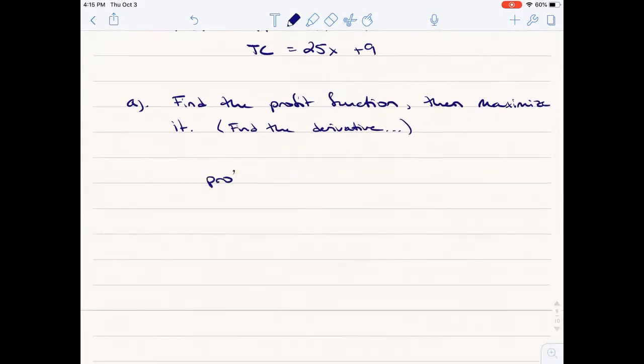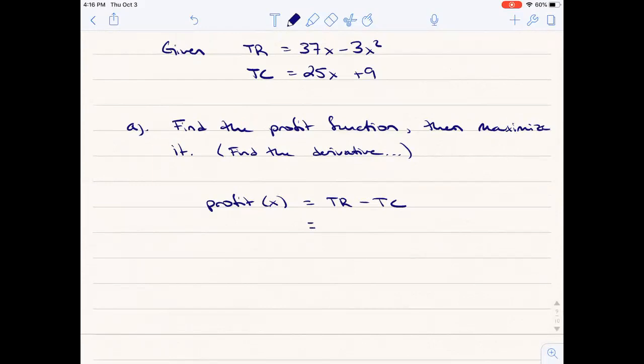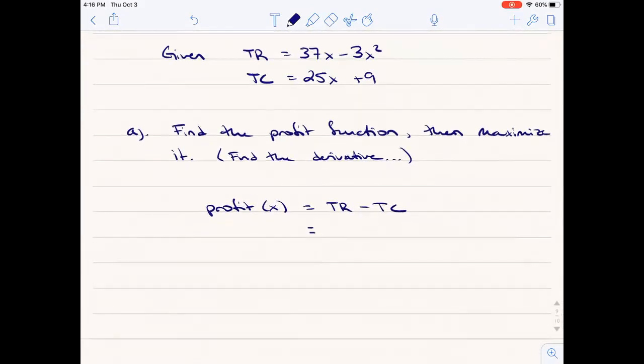So our profit function is always going to be, the profit of X is the total revenue minus the total cost. In this case, it gives us what the total revenue is and what the total cost is. You're going to want to treat these as separate things, so I'm going to wrap them up in brackets and make sure that I expand properly, so I don't miss a negative. And so my total revenue is going to be 37x minus 3x squared minus the total cost, which is 25x plus 9.